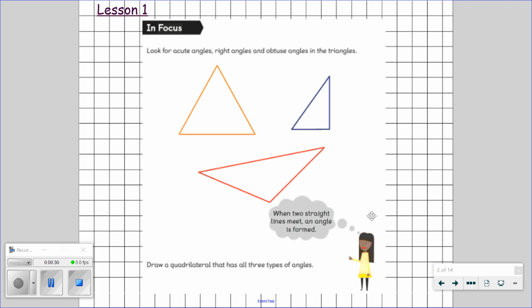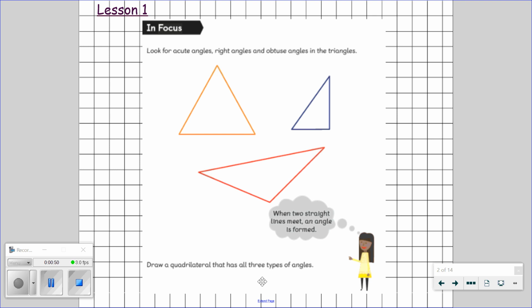So what is an angle? Lulu tells us that when two straight lines meet, an angle is formed. But what is an acute angle? What is a right angle? How about an obtuse angle? Can you already spot these different angles in the triangles?